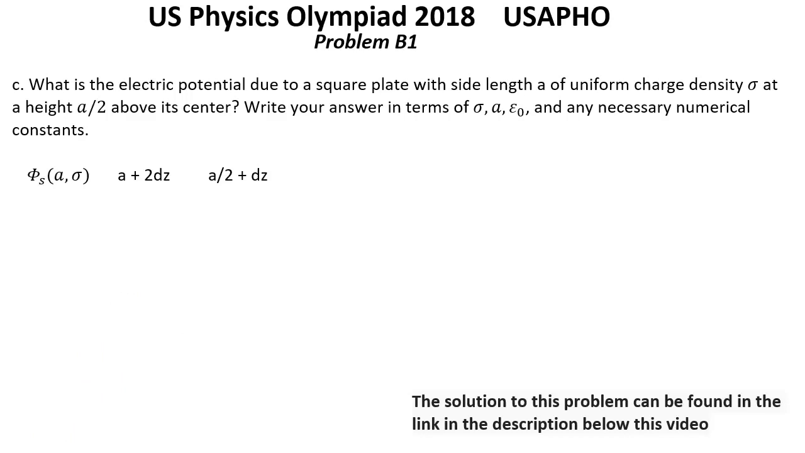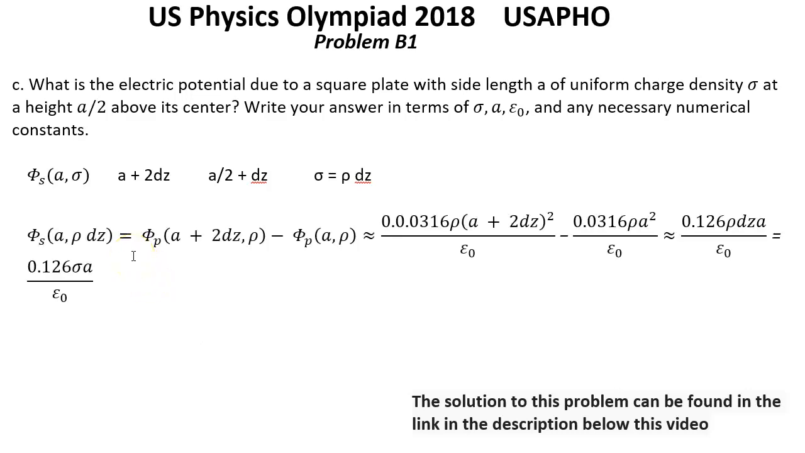The surface charge density of a square plate with thickness dz and volume charge density rho is rho dz. Then by the principle of superposition we have this expression. And this is the answer for question C.